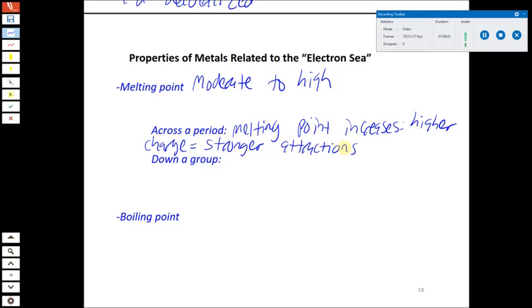So as you go across a period, if we compare lithium to beryllium, which are right next to each other on the periodic table, lithium has a much lower melting point than beryllium. Okay, so that's how we compare them. Then if we go down a group, which is the same column on the periodic table, from top to bottom, the melting point decreases.